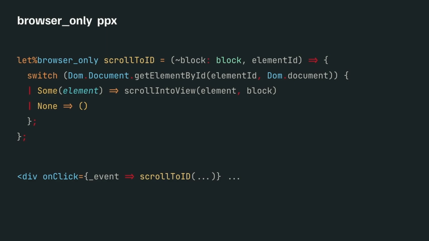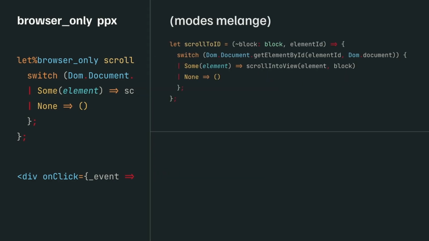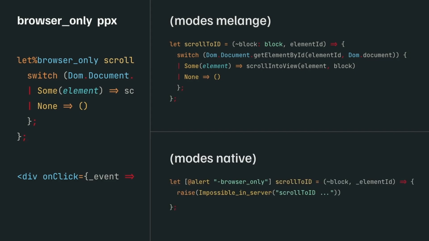So you flag a function as browser only, and we do some transformations on both. The two transformations are in mode melange. We keep the code as it is because JavaScript is expected like this. But on the server, we flag the function as browser only, and in case somebody actually runs the function, we raise. So that's a runtime error.